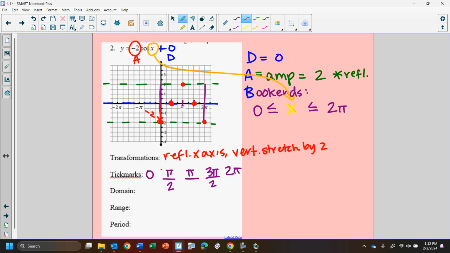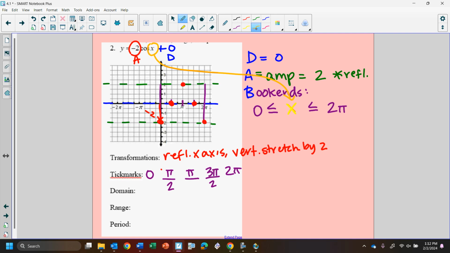Your next point is up at the top of the box, and that's at pi, all the way to the top of the box. 3 pi over 2 drops back to the dividing line. And then last point, bottom right corner, below the dividing line. How do you feel? Good?